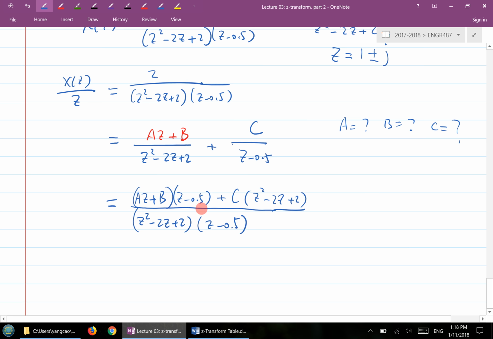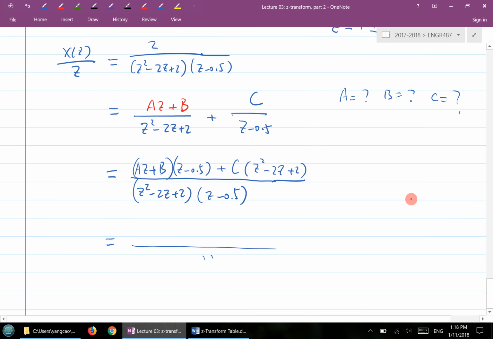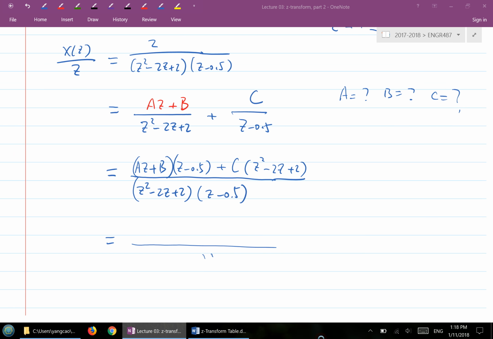Now for the denominator, I'm not going to change anything. For the numerator, we're going to expand it and then combine similar terms together. Combining similar terms means, if you look at the first one, az times z gives you az squared, and here you also get cz squared. You combine these two together, so you get (a plus c) times z squared.